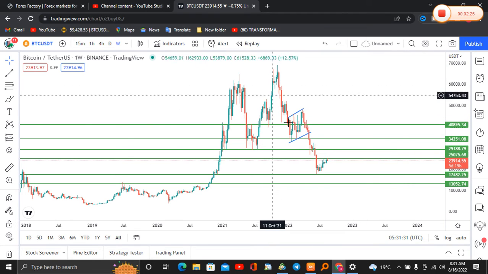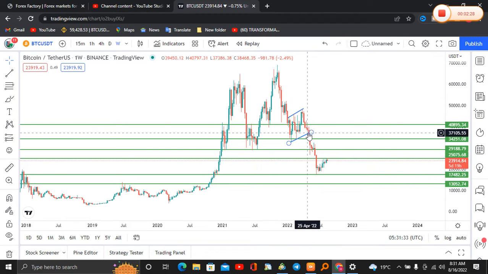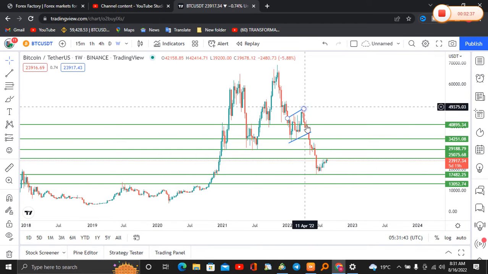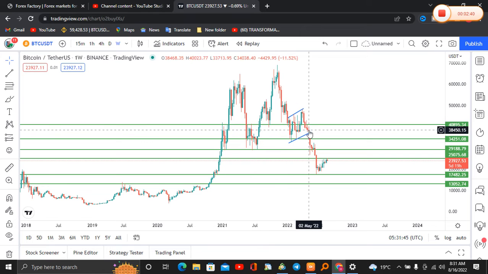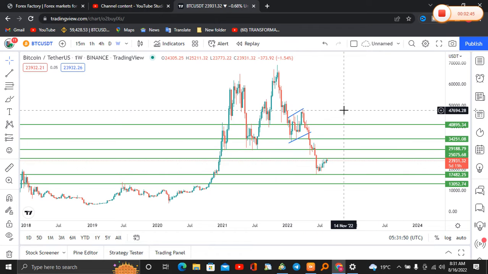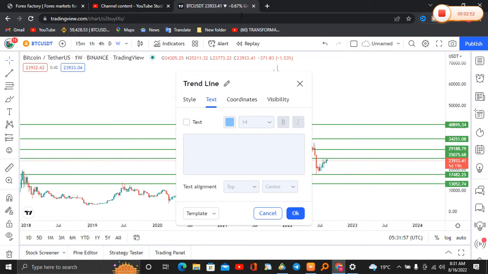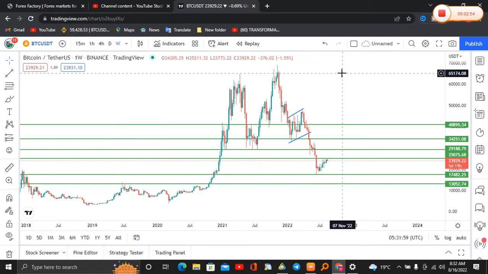Now, this flag was respected by the price. At the moment, the price was around 37,000 US dollars. But after price broke this particular continuation pattern, it dropped all the way to 27,000. This is a clear indication of a lot of sellers in the crypto market. That means we are still in a bear market.